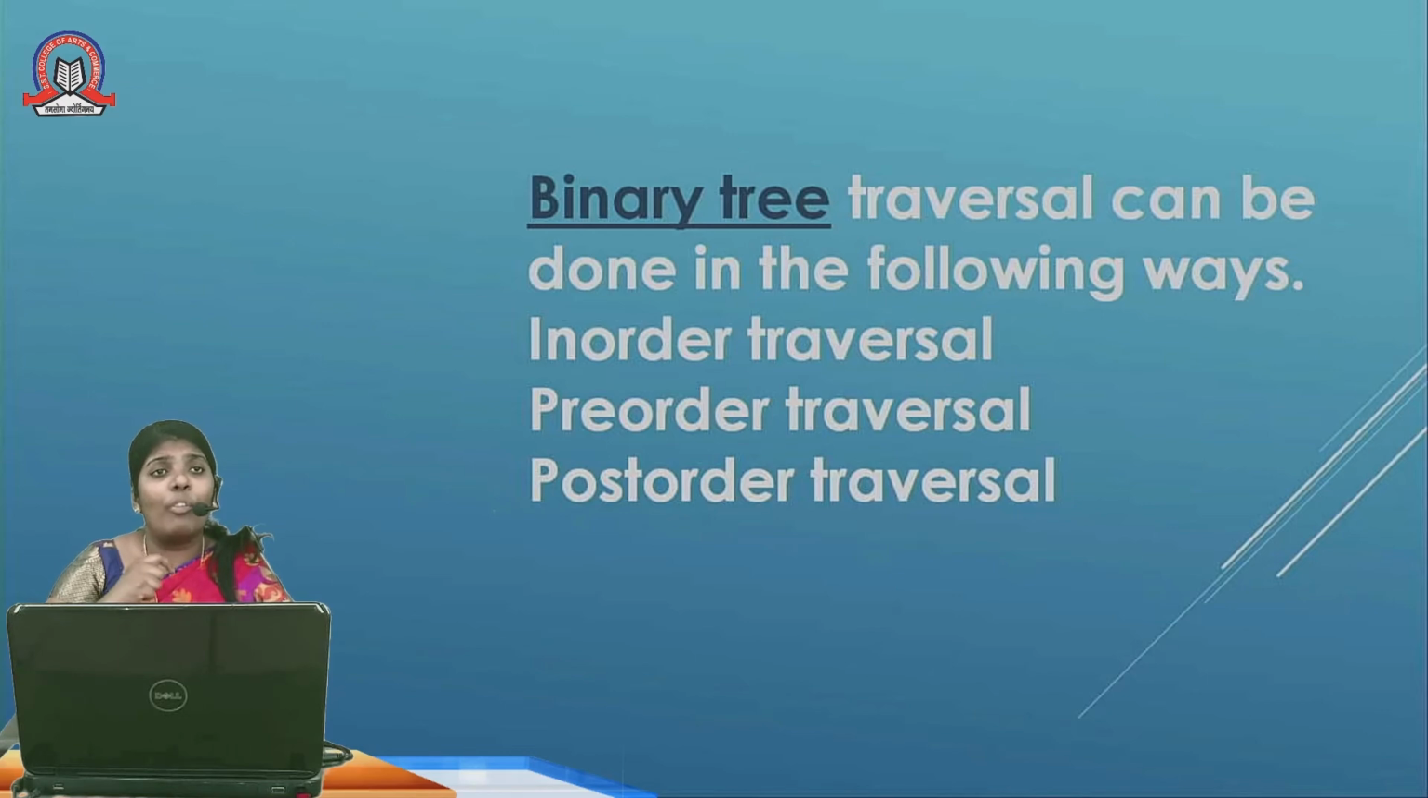Okay, so how can we search in that binary tree? We already know a binary tree is there. In a binary tree, a root will be there, a left child will be there, and a right child will be there. So binary tree traversal can be done in three ways: in-order traversal, pre-order traversal, and post-order traversal.